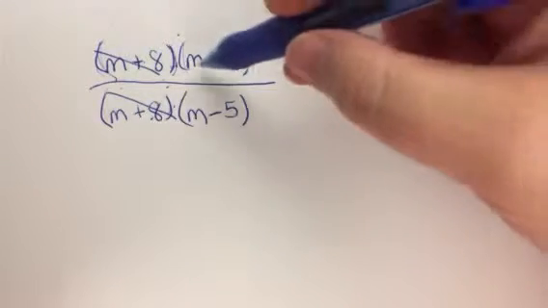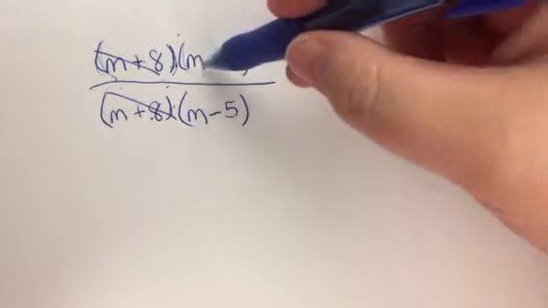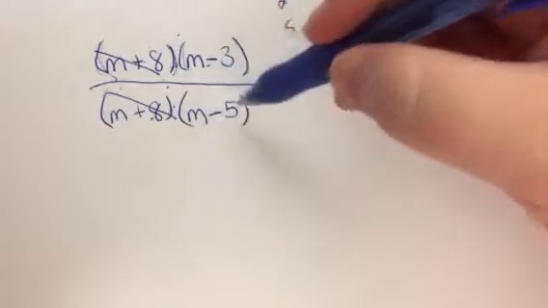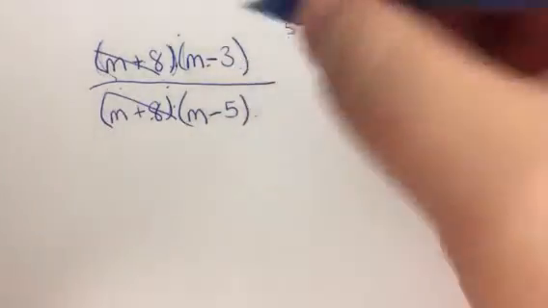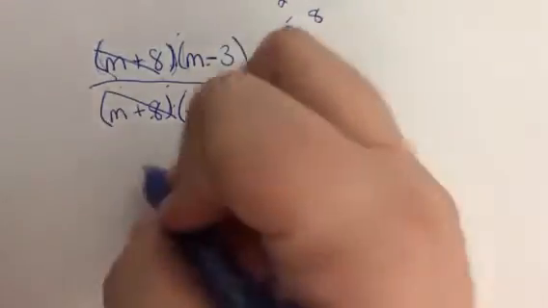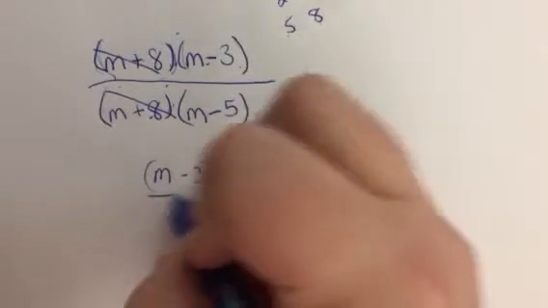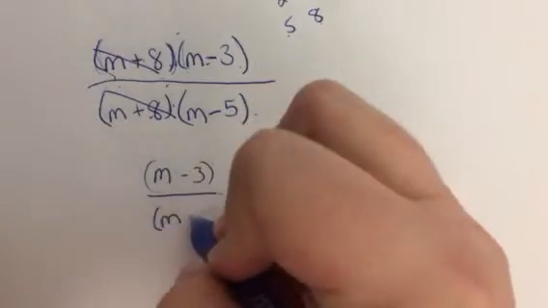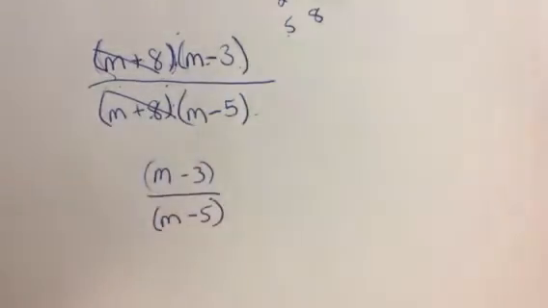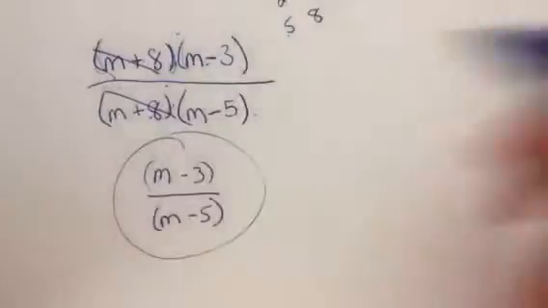Our second sets of factors here, we've got m minus 3, m minus 5. Those are not the same, so we cannot cancel those out. So the simplified version of the original rational expression is going to be m minus 3 over m minus 5, and this is your solution.